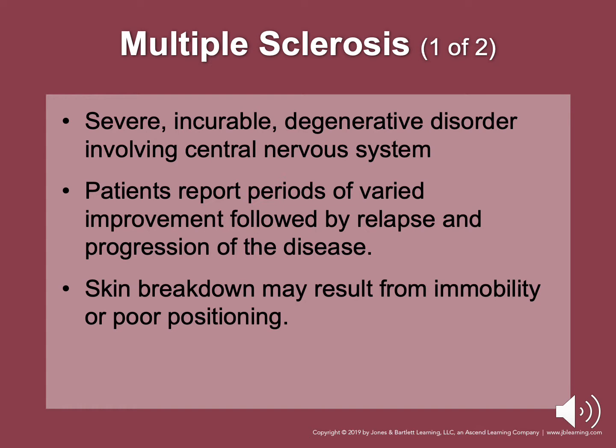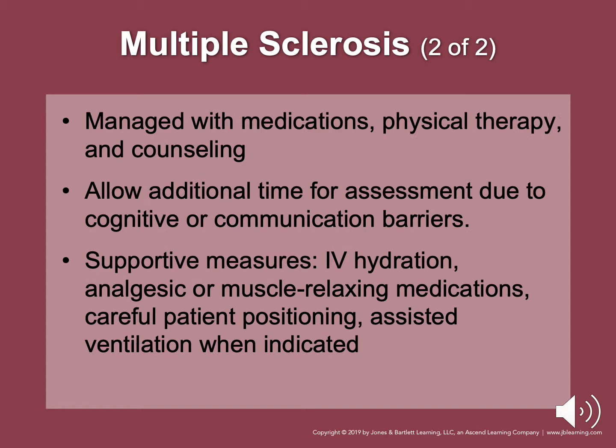Skin breakdown may result from immobility or poor positioning. Life expectancy may be normal, but symptoms may cause significant disability or impairment. Manage with medications, physical therapy, and counseling. Allow additional time for assessment due to cognitive or communication barriers. So your supportive measures are hydration, analgesics, or muscle relaxing medications. Careful patient positioning and assisted ventilation when indicated.